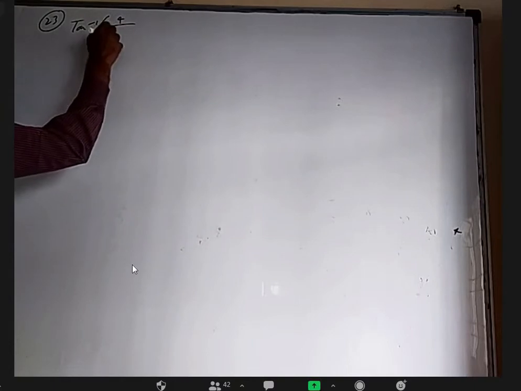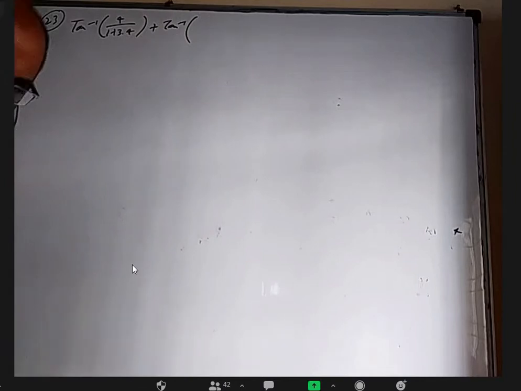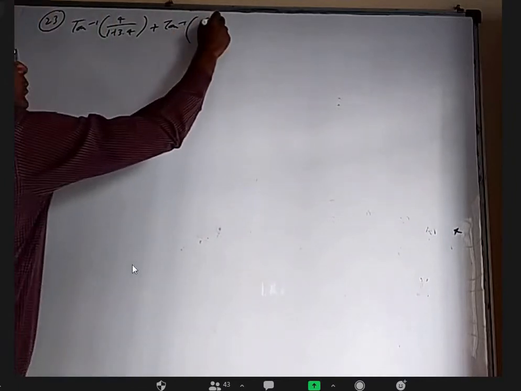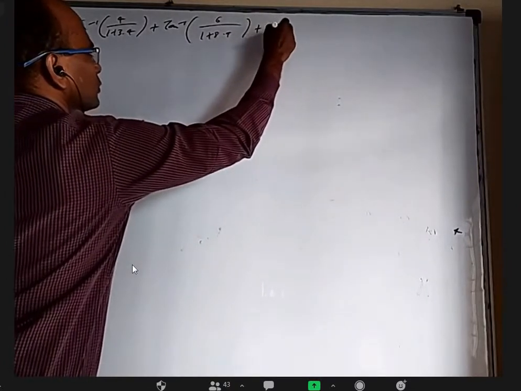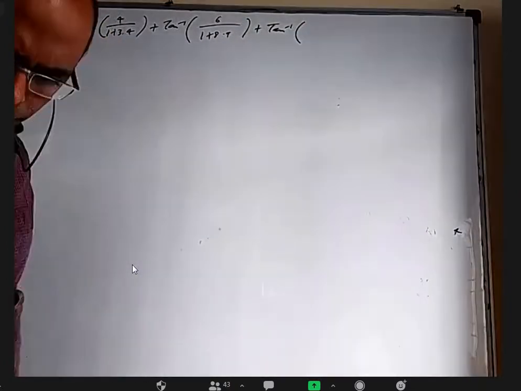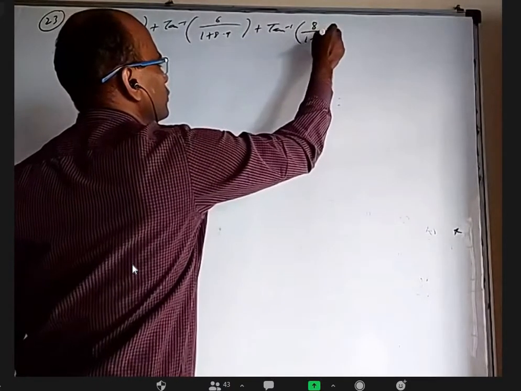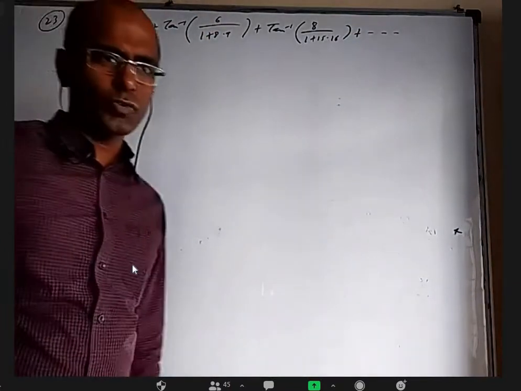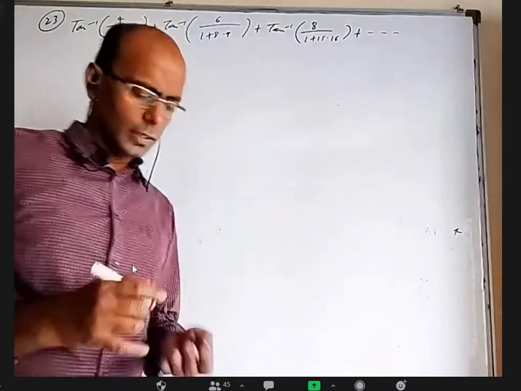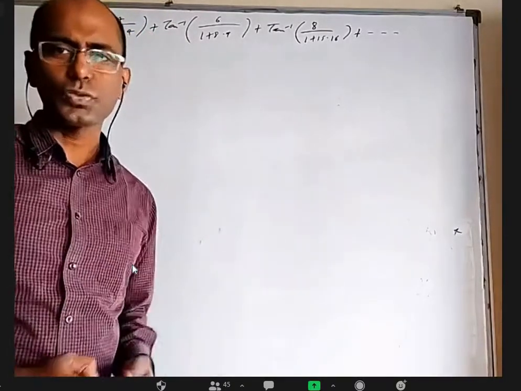This question is tan inverse 4 by 1 plus 3 into 4, plus tan inverse 6 by 1 plus 8 into 9, plus tan inverse 8 by 1 plus 15 into 16, and so on. They want up to infinite terms. I said, whenever they want up to infinite terms, we will find only up to n terms and then apply limit n tends to infinity.